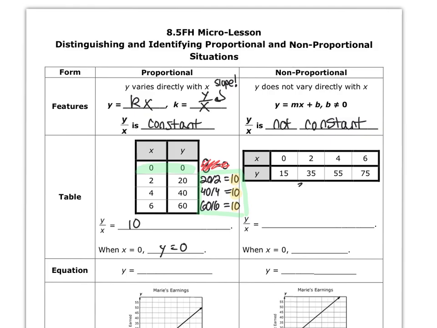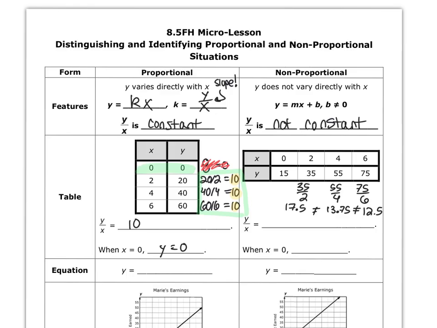Then here we have 35 over 2. Here we have 55 over 4. And here we have 75 over 6. I actually don't know what all of these equal just in my head, so let me type them into my calculator. 35 divided by 2 is 17.5. 55 divided by 4 is 13.75. And 75 divided by 6 is 12.5. Are these values equal? No, they are not equal. So we have 3 different values here that y over x equals, and they are not equal to each other.